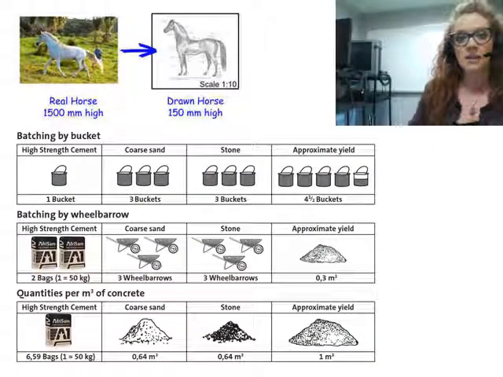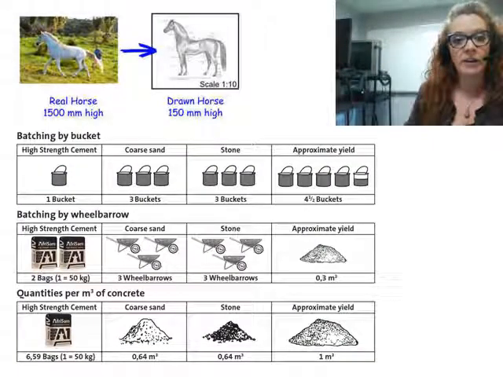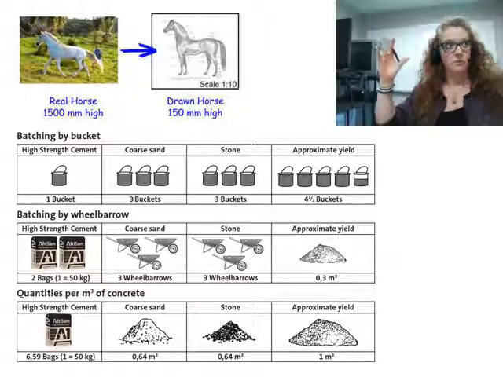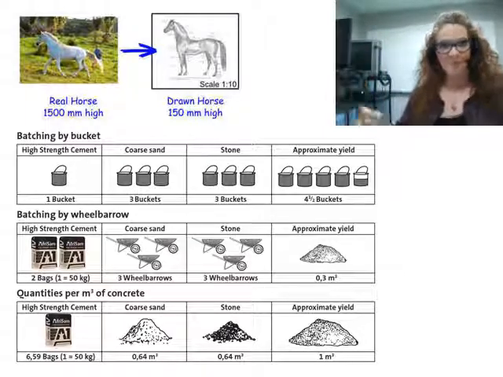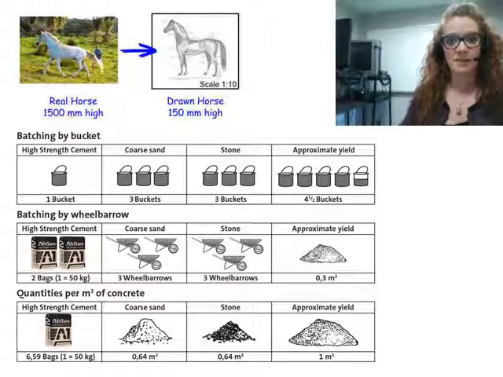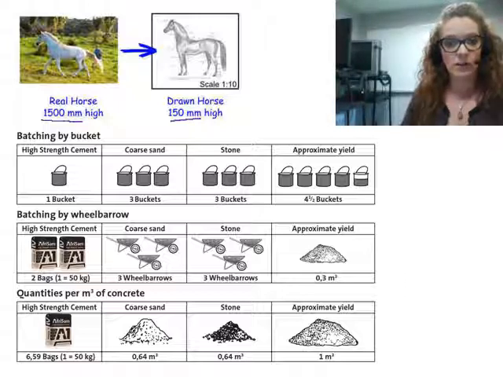So here's an example of a drawing to scale. We're not going to draw a picture of a whole horse because we don't have a paper that's 8 feet long. We have a paper that is 8 inches long. So you have to draw your scale down to fit on your paper. They're saying that the real horse is 1,500 millimeters high. The drawing is only 150. And so that's a scale of 1 to 10. So the actual horse is 10 times bigger than the drawing.